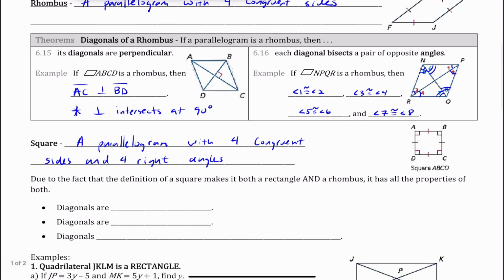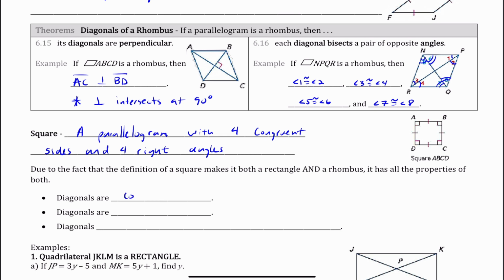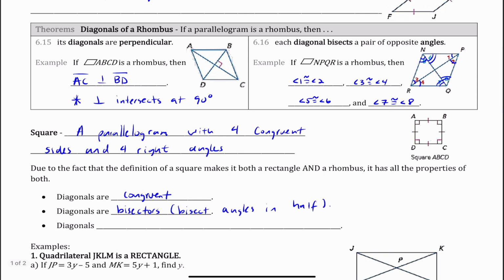So to recap, the diagonals are congruent. Okay, that basically came from the square. The diagonals are bisectors. They split those angles, they bisect those angles into two congruent parts. Okay? And then lastly, diagonals are perpendicular. Okay, and that came from the rhombus idea.